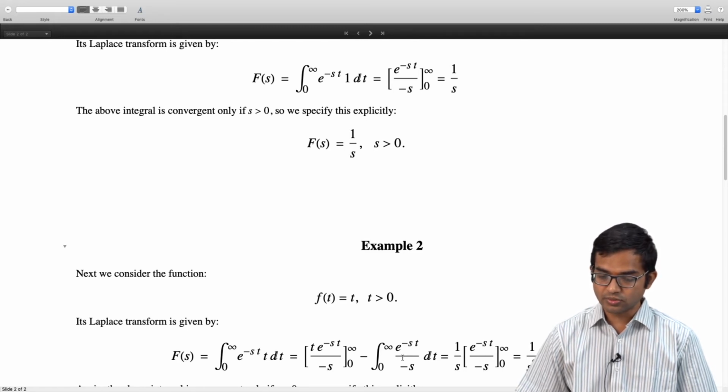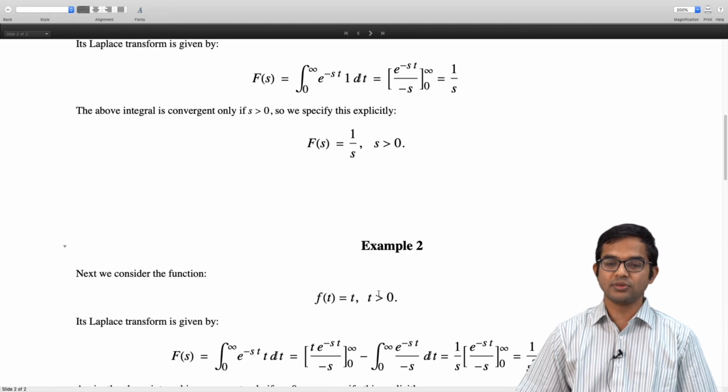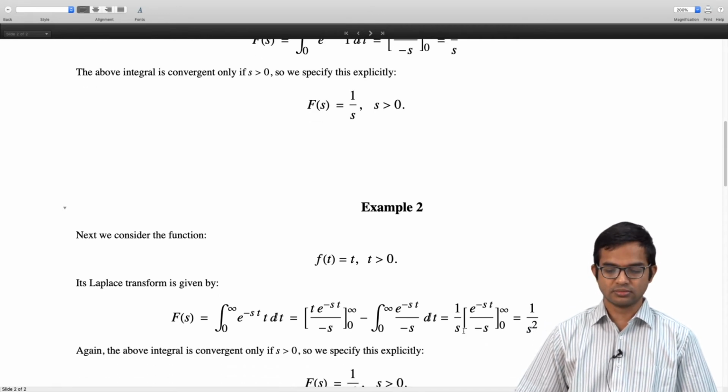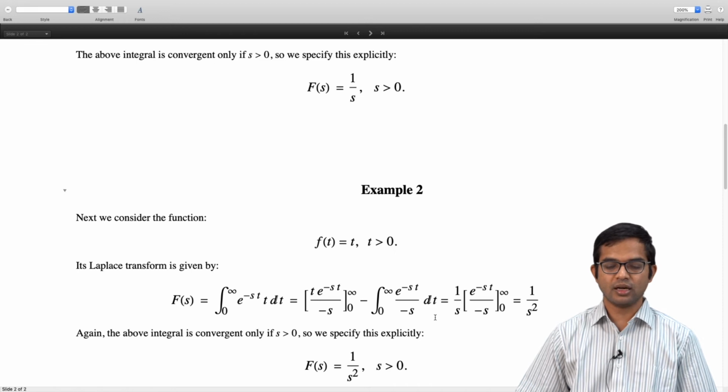Then you have to integrate this once again, but this is an integral which we have already done, so you can directly use that. In fact, this is nothing but the Laplace transform of the function 1, which we already did. So it's 1 over s times 1 over s, which is 1 over s squared. Once again, it's convergent if s is greater than 0, so we must restrict s to be positive.